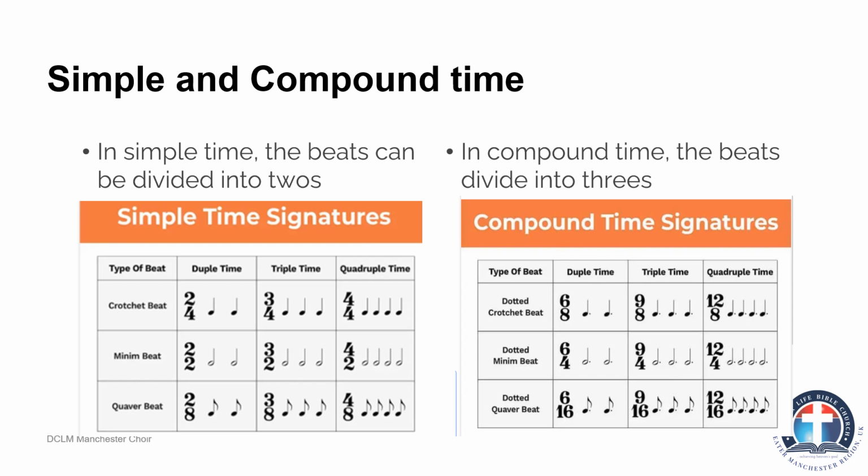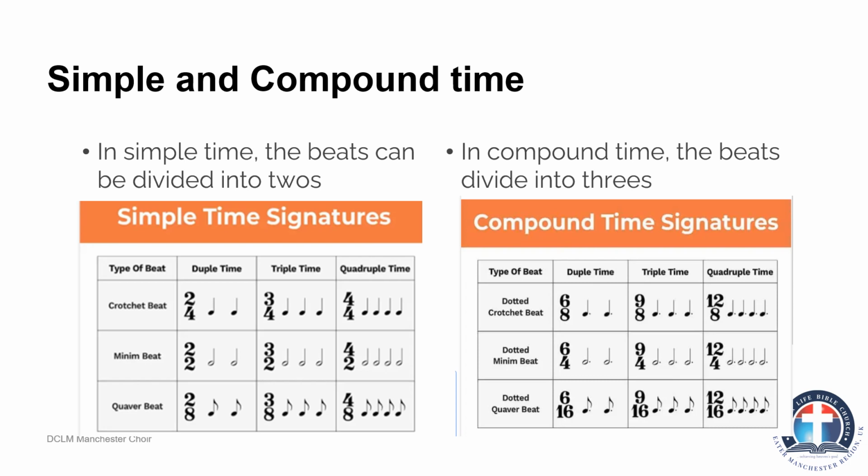On the other hand, in compound time the beats divide into threes. If you look at this dotted crochet, for example, you divide it into three, what do you get? You get three quavers. So remember, a dot adds half the value of a note to that note. Half of a crochet is a quaver. A crochet itself can be divided into two quavers. So if this crochet equals two quavers, the dot beside it is another quaver, making it three quavers. And that applies to the second dotted crochet.